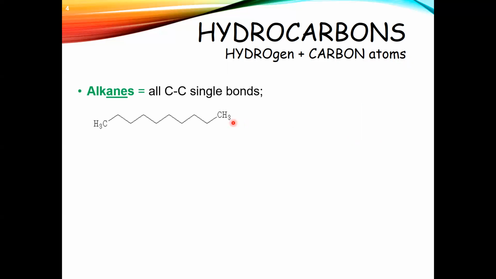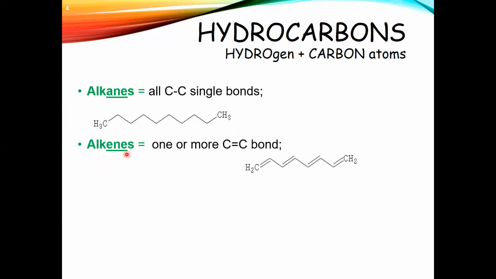First term I'm going to give you here is an alkane. So an alkane is a hydrocarbon that has no carbon-carbon double bonds. So all the carbon-carbon bonds are single bonds. If there was a double bond in here, we would call that an alkene. So right here I'm showing a carbon chain with a lot of double bonds, but an alkene can also have just a single double bond.